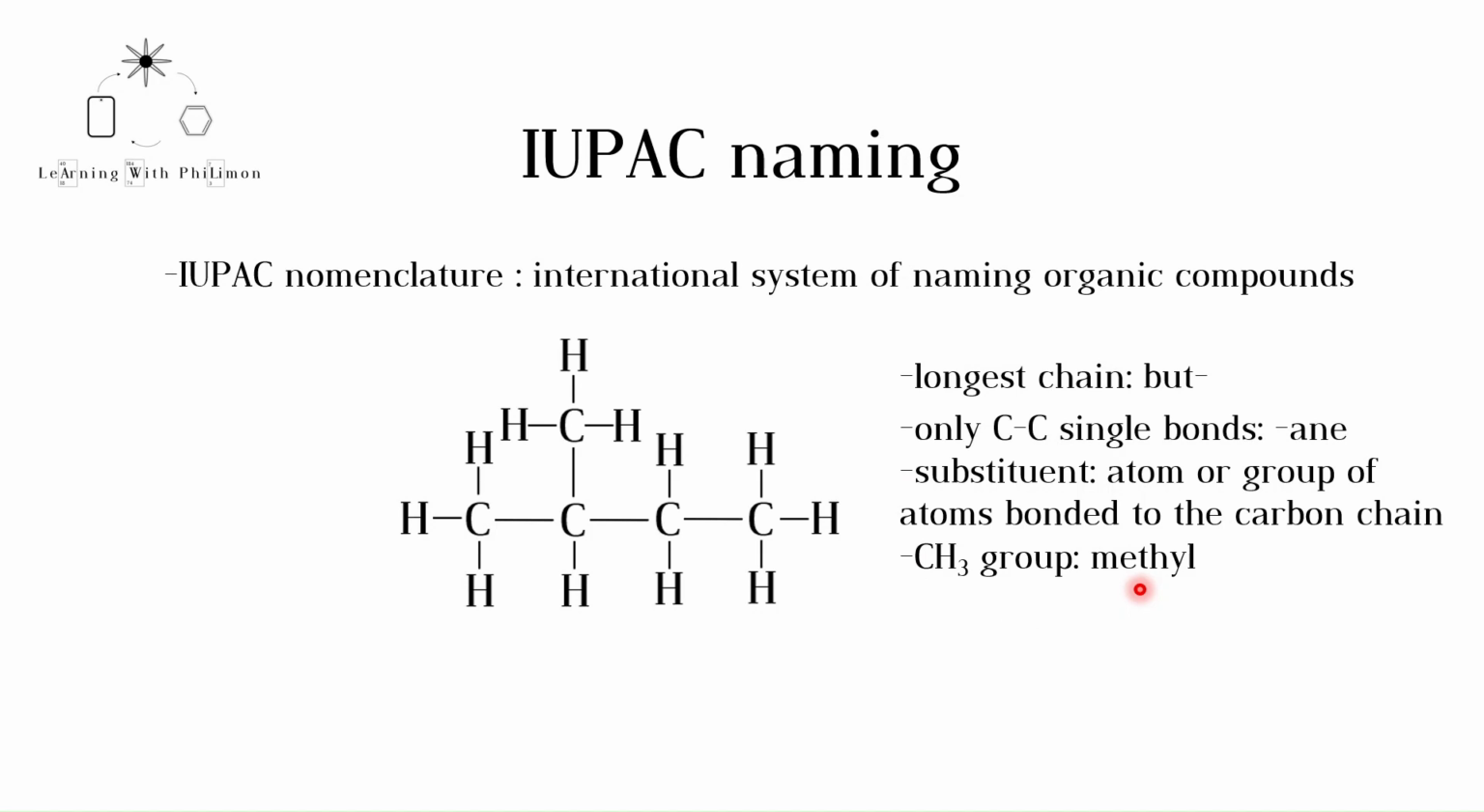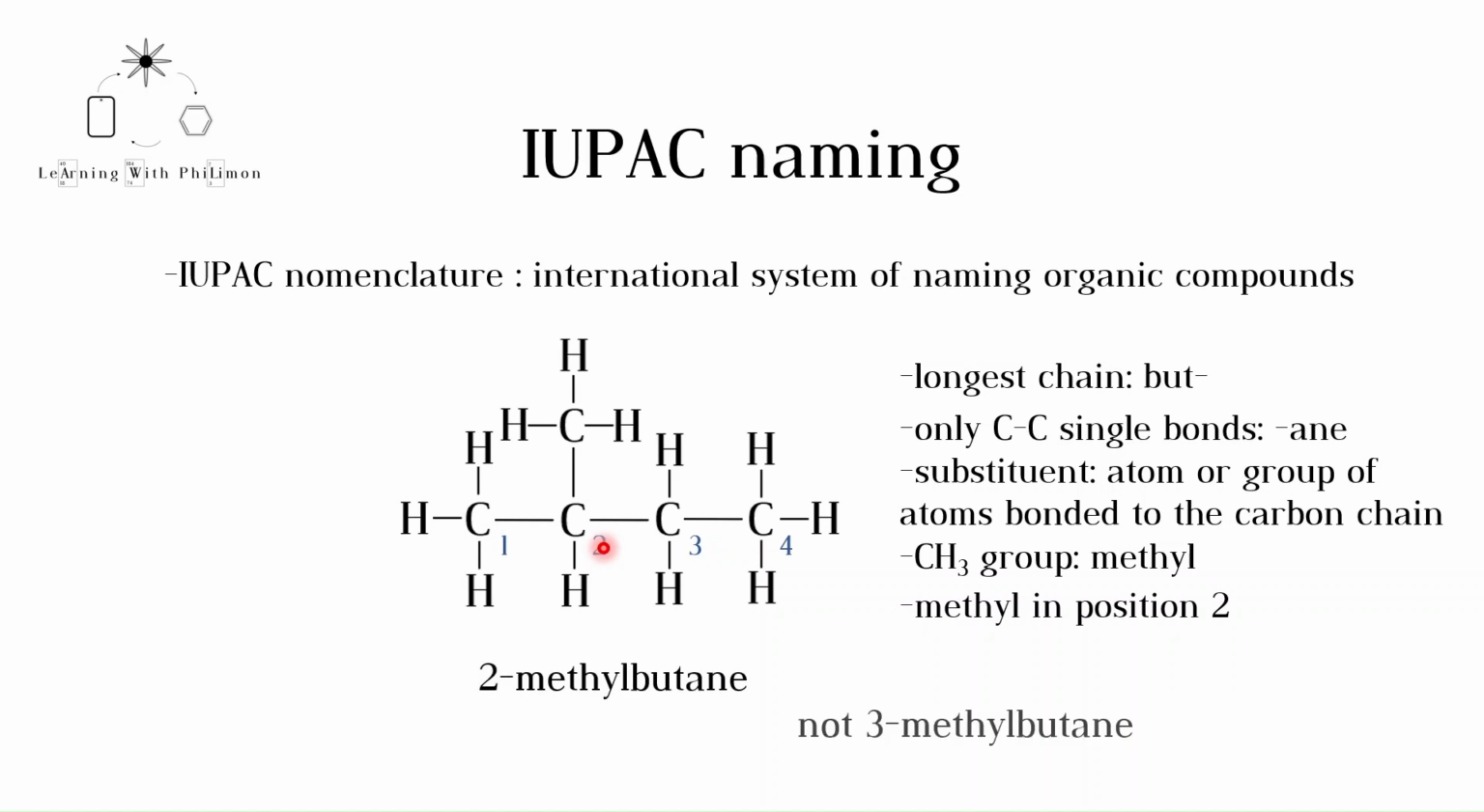The longest chain is numbered so that the substituents have the smallest numbers possible. Therefore, we count in this direction. 1, 2, 3, 4. The methyl group is on carbon 2. If we counted the other way, the methyl group would be on carbon 3. The name of the compound is 2-methylbutane, not 3-methylbutane. Counting the wrong way is a common mistake.